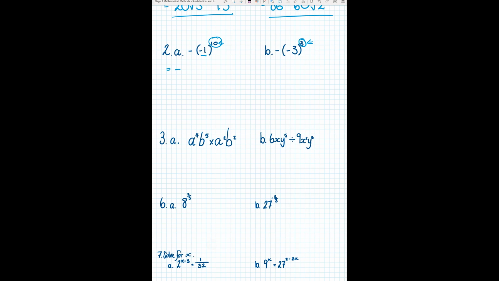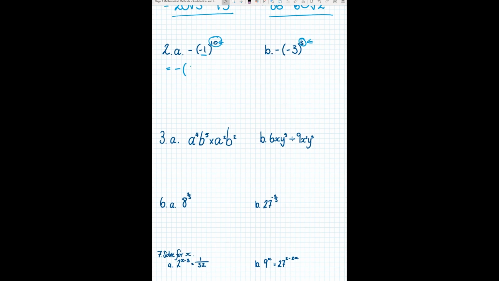Now, our initial negative number is outside the bracket, so that's not going to any power, so that's going to stay there. Now, minus 1 to the power of 10 will become positive, and 1 to whatever power stays 1. So our answer is minus 1.